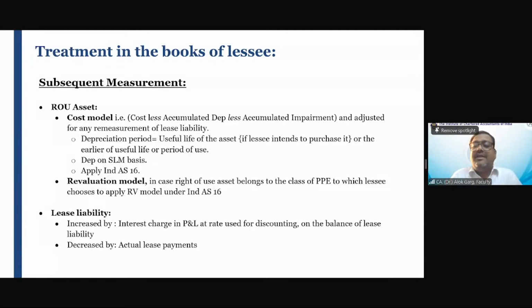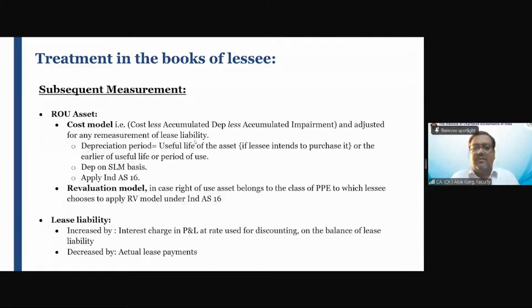So after 3 years, what is the remaining lease term? After 3 years, what will become the remaining lease term? 7 years. Initially the lease term was 5 years, and after 3 years it was decided that 5 more years will continue. So what is the remaining lease term after 3 years? It is 7 years. Yes or no? I'm not getting any response. Yes, sir. Yes. So 7 years is the lease term.